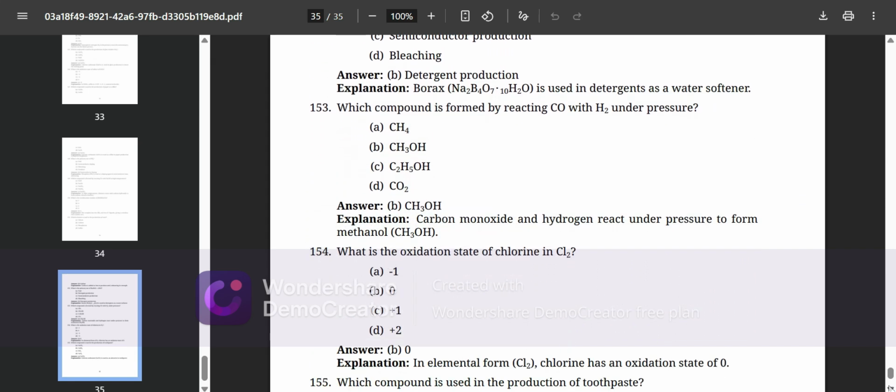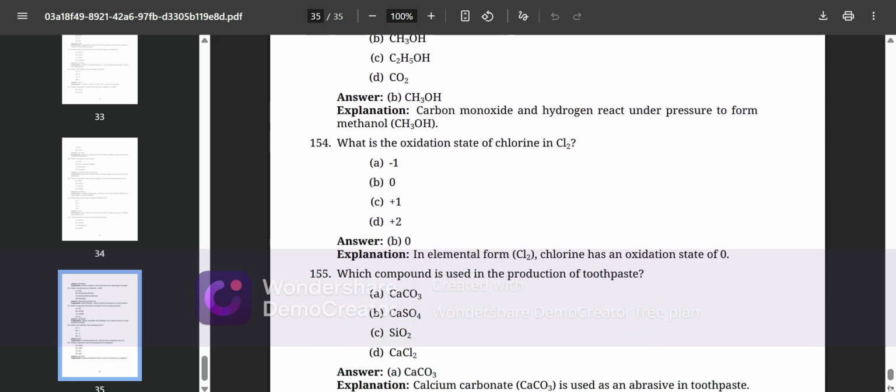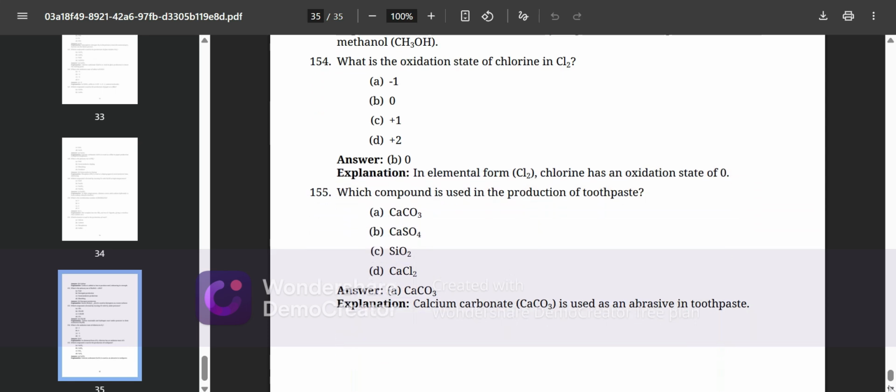Which compound is formed by reacting carbon monoxide with hydrogen under pressure? Carbon monoxide and hydrogen react under pressure to form methanol, CH3OH. What is the oxidation state of chlorine in Cl2? 0. The elemental form of chlorine has an oxidation state of 0.